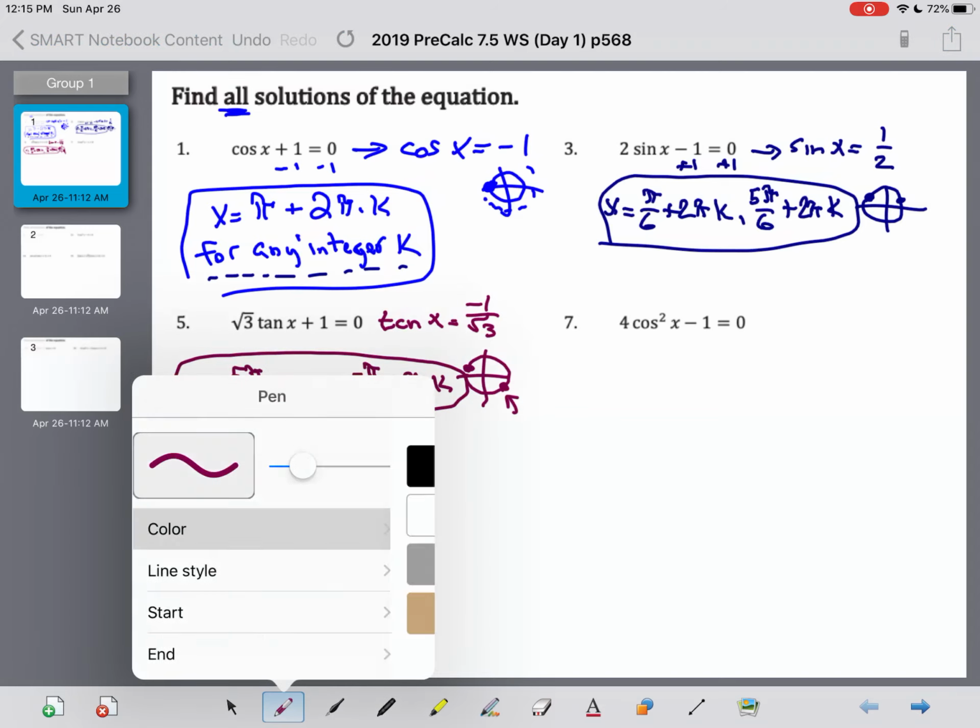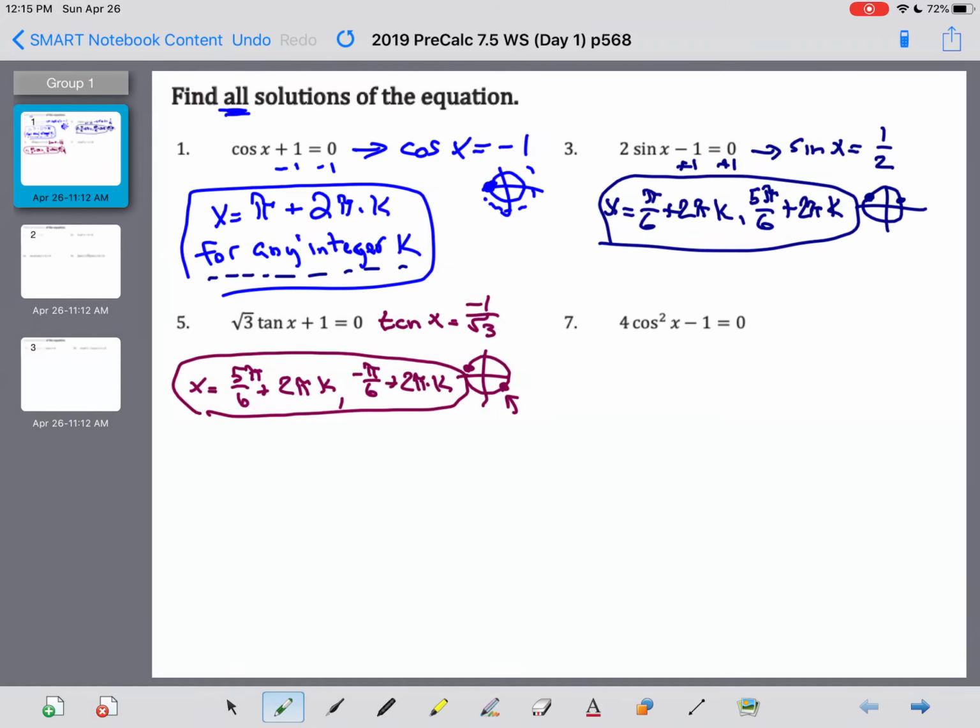Alrighty, changing colors again. Let's go green. I'm going to add the 1 over, divide by 4, so I'm going to get cosine squared x equals 1/4. I'm going to square root both sides. I'm going to get cosine x equals plus or minus 1/2. So now the unit circle here, cosine +1/2, -1/2, -1/2, +1/2. So we have kind of 4 spots, but these are pi apart and these are pi apart. So we can kind of do some work there.